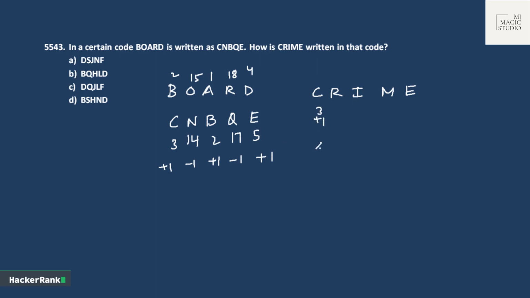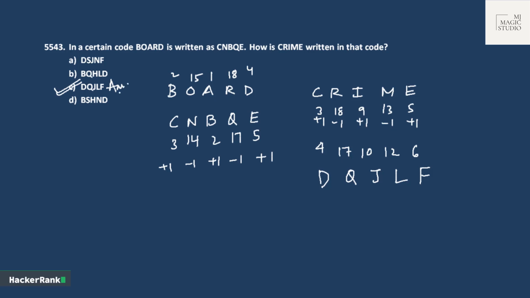code for CRIME. C is 3 plus 1, 4. R is 18 minus 1, 17. I is 9 plus 1 is 10. Don't wonder where I am getting these numbers. These are the positions in the alphabet. A is 1 and Z is 26. So M would be 13 minus 1, that is 12. And E is 5 plus 1 is 6. The 4th letter is D, 17th is Q, 10th is J, 12th is L, and 6th is F. DQJLF is in option C.